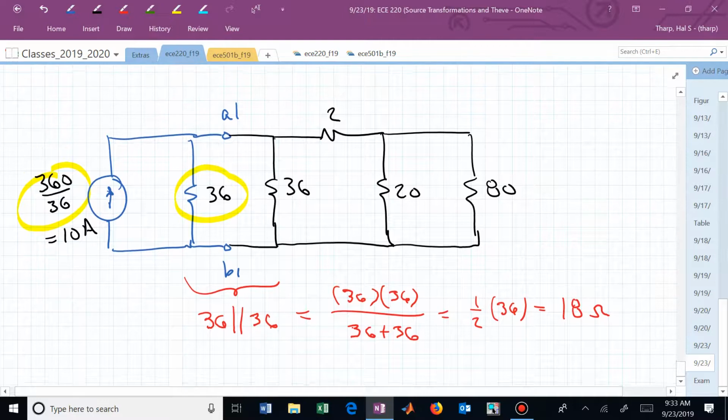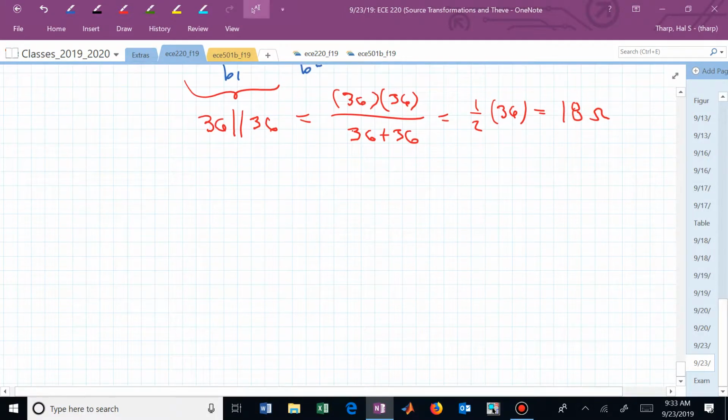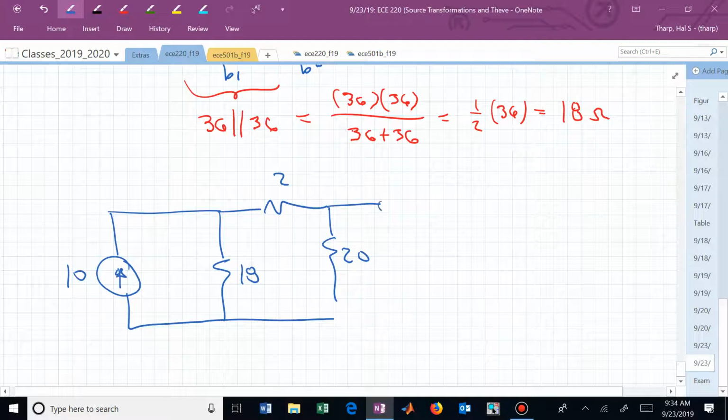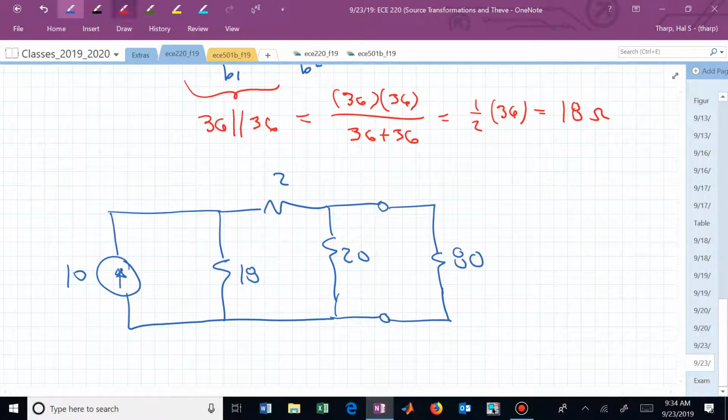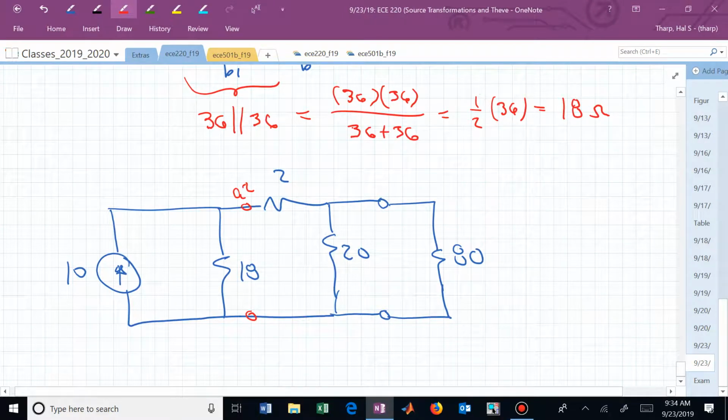Which means that now I can combine that, and if I now call this A2 and B2, I now can say that, oh, I have 18, 2, 10, and then everything else. This was 20, is that right? And 80. Can I now say this is terminal A2 and B2? Now do you see what I want to do? I want to convert that back into a Thevenin source to the left of A2, B2.